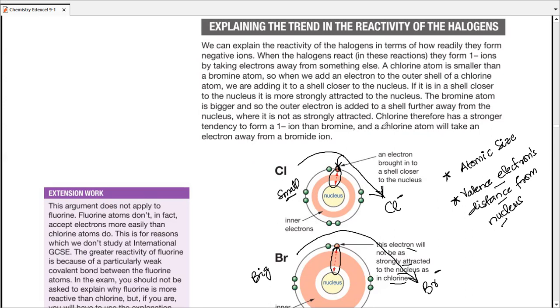So we can easily say chlorine has a stronger tendency to form a negative one ion than bromine. So it is very easy for chlorine to be more reactive, and in turn, chlorine will take an electron away from bromide ion. So even if bromine has been converted into bromide ion by taking an electron, that electron easily goes to chlorine. Now, I have a funny way of explaining this.